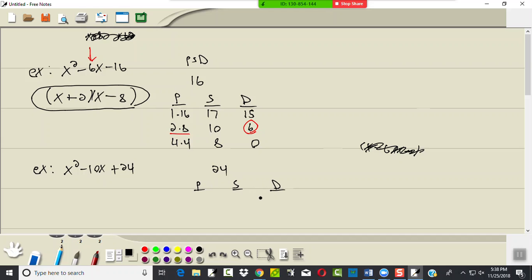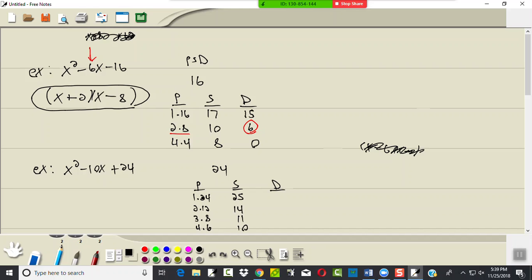Then come up with our columns again. We write down all products that give us 24. We've got 1 times 24, 2 times 12, 3 times 8, 4 times 6. Now we're going to add these. 1 plus 24 is 25. 2 plus 12 is 14. 3 plus 8 is 11. 4 plus 6 is 10.